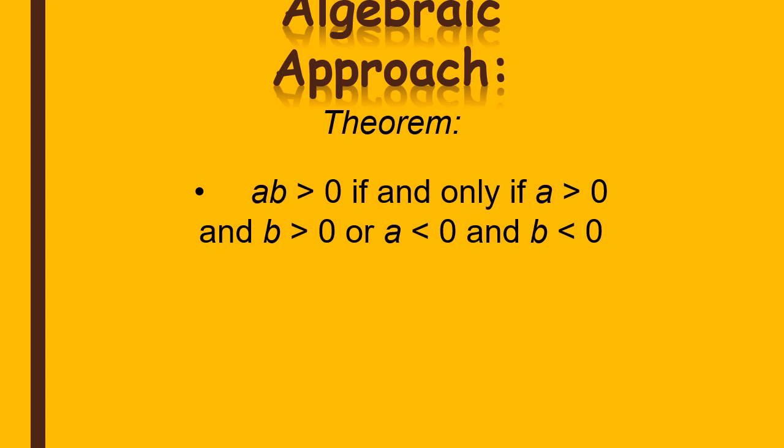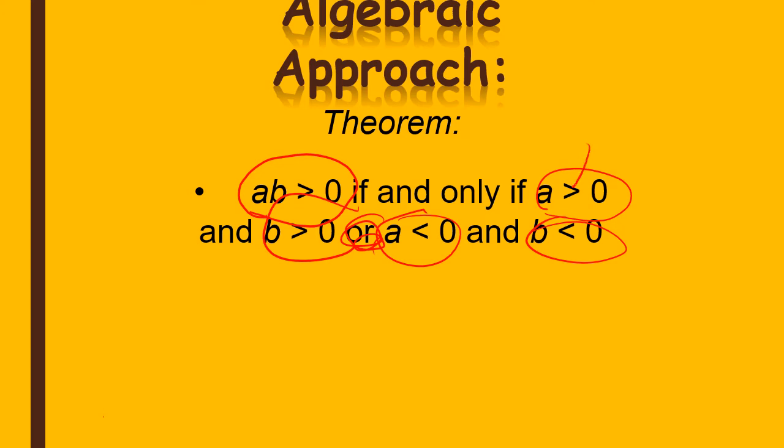Algebraic approach. So what is algebraic approach? Means that we are using algebra method. So the theorem is when a multiplied with b is more than 0, if and only if a is more than 0 and b more than 0. Or it will be a less than 0, b less than 0.